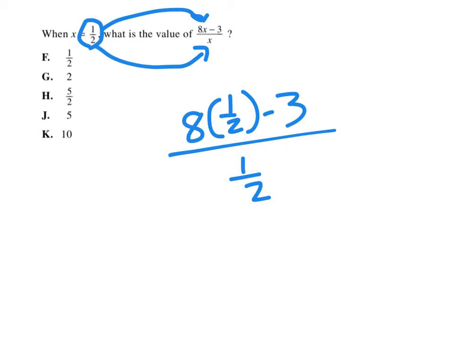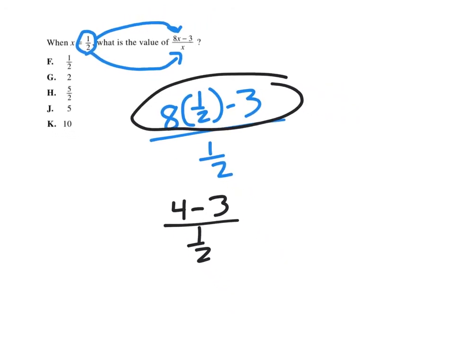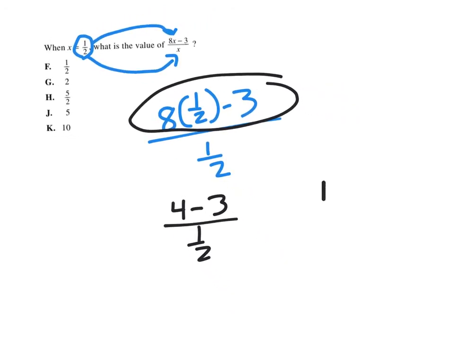Now I'm going to simplify the numerator first. So 8 times 1/2 simplifies to 4, minus 3 over 1/2. And then 4 minus 3 simplifies to 1 over 1/2.